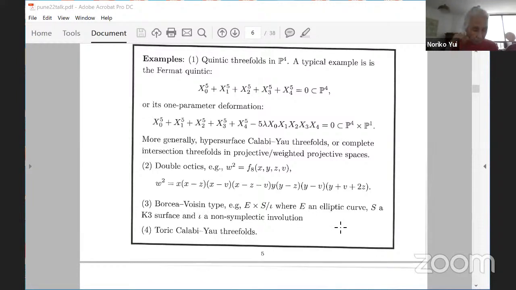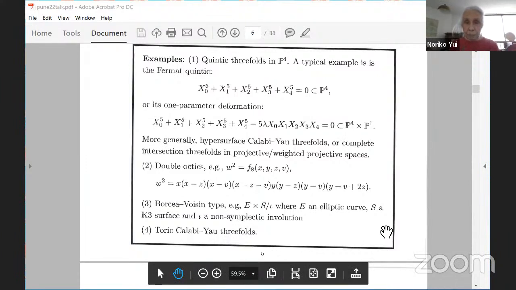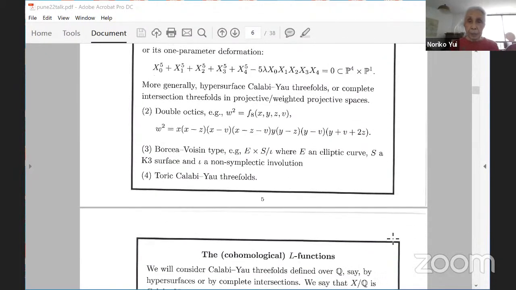And of course, a combinatorial construction using reflexive polytopes. This will give you toric Calabi-Yau threefolds. So this is the source of constructions of Calabi-Yau. This will give you millions of Calabi-Yau threefolds. Okay. So once we have these Calabi-Yau threefolds, we can also consider their mirror Calabi-Yaus.